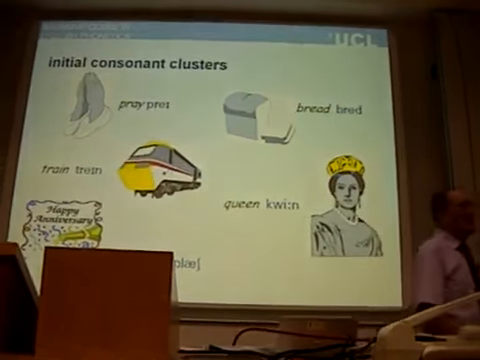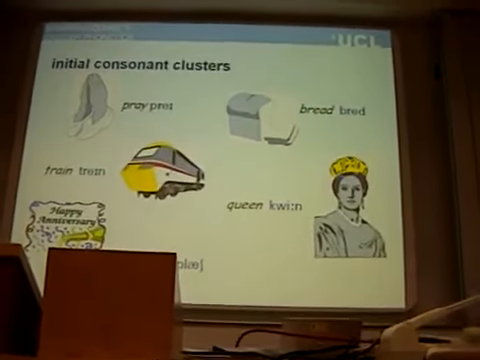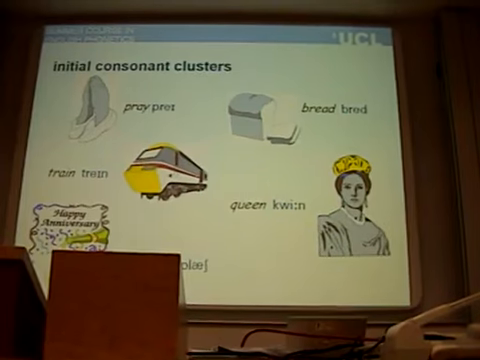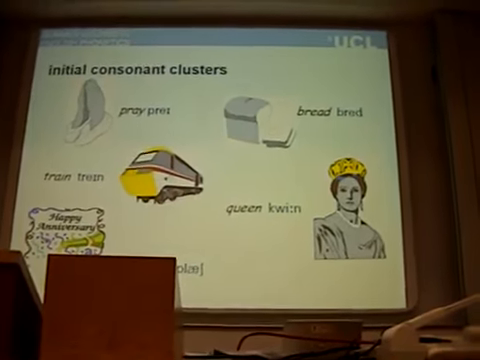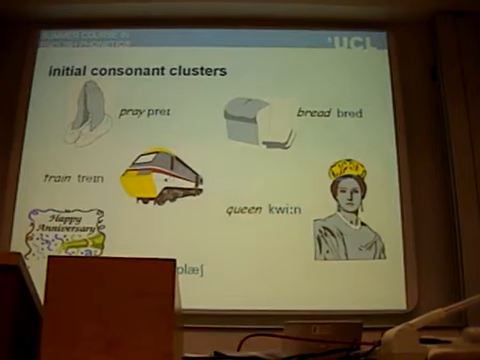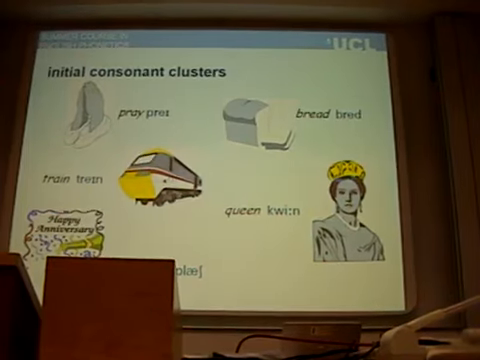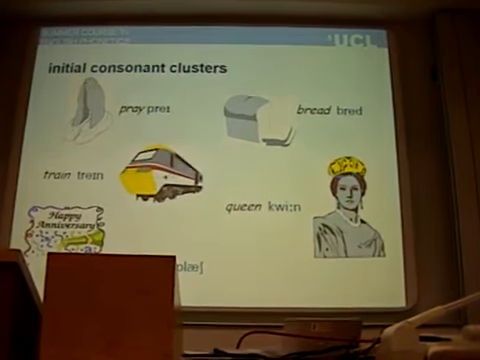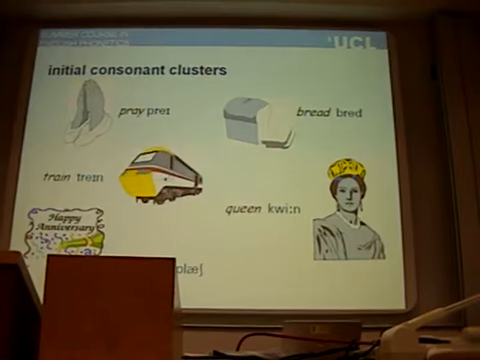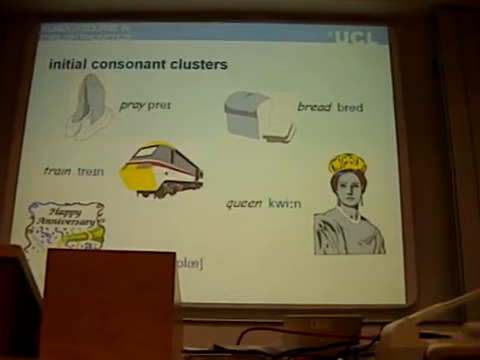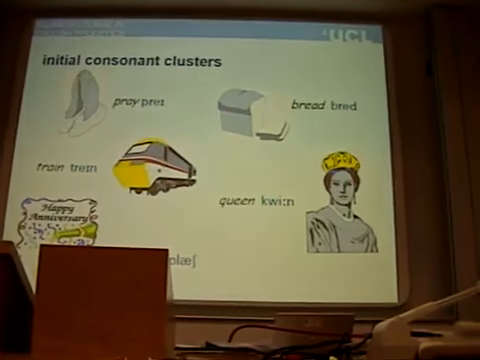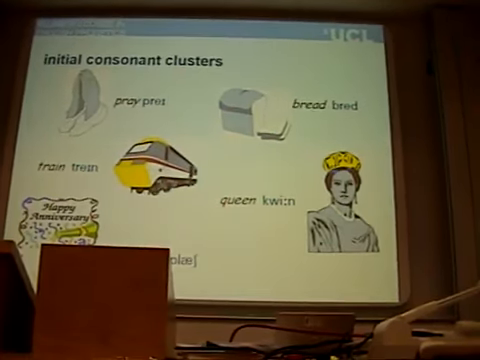All right, phonotactics. Clusters, consonant clusters. Here are some initial consonant clusters. If your language doesn't have clusters or doesn't have those clusters, these may require work. So we've got pray, we've got bread, we've got train. The TR and DR ones make a special kind of affricate in English. Train, drive, and so on.